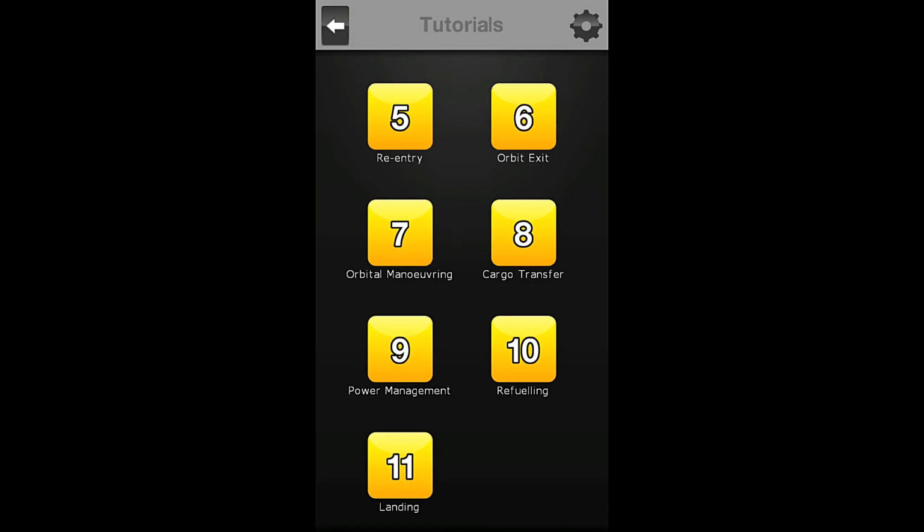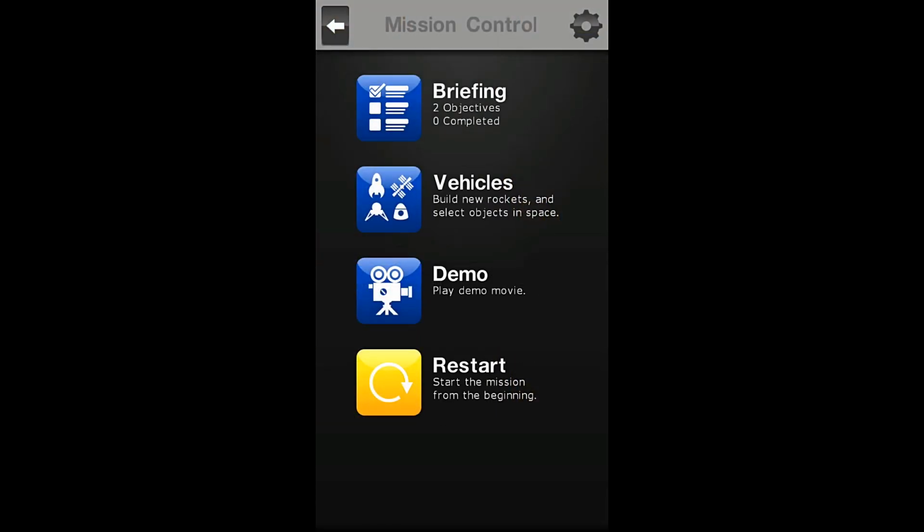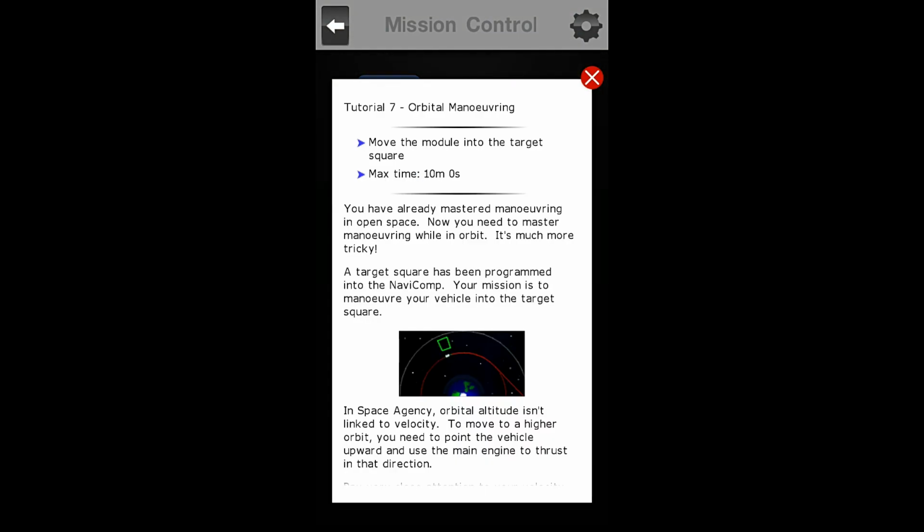My name is Xeriua, and today we are playing Space Agency. We are continuing with our tutorials. Today we will be doing tutorial number 7, which is orbital maneuvering. So let's check our objectives. Tutorial number 7, orbital maneuvering.